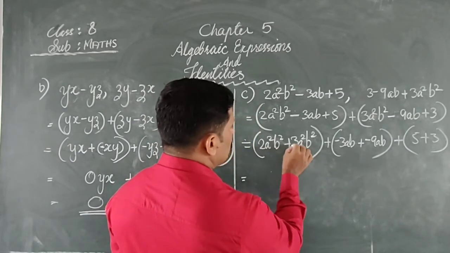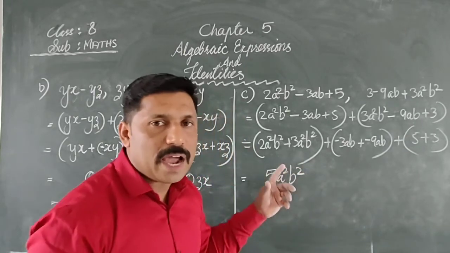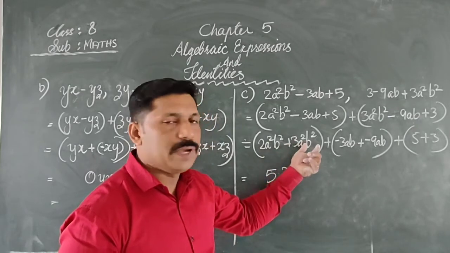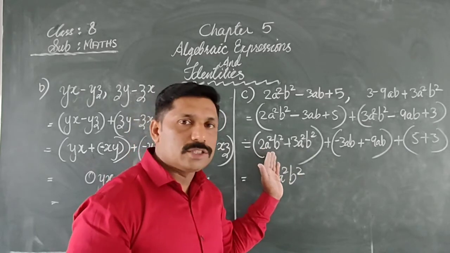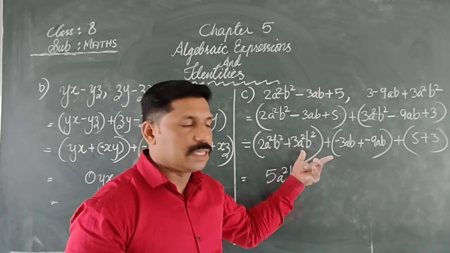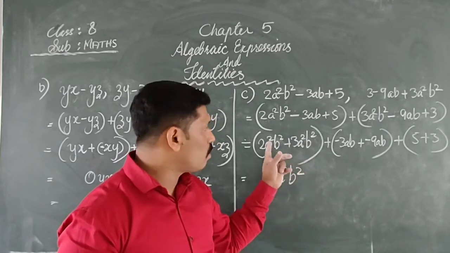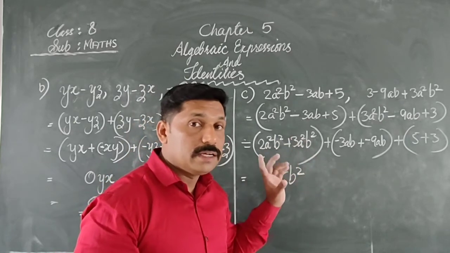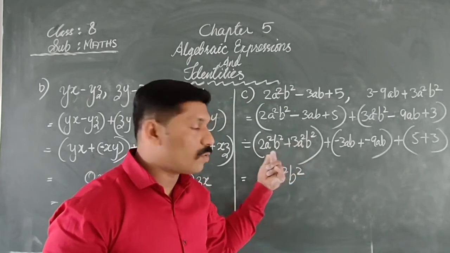So it will be 2 plus 3, 5a²b². And remember that when we add, we add only the numerical coefficient. We do not add the variable part. That is an important point. You have to remember that you already studied in 7th class. We add only the numerical coefficient and write the literal coefficient as it is. No changing. Don't add a square and a square. We add only the numerical coefficient, means numbers only we add.